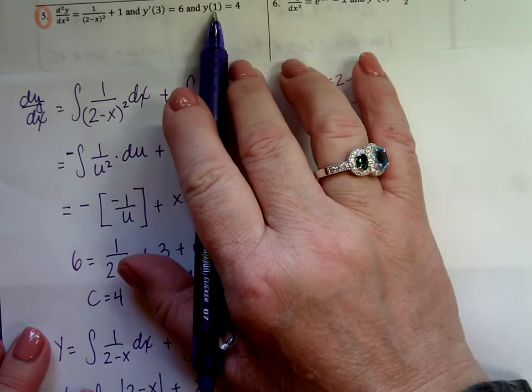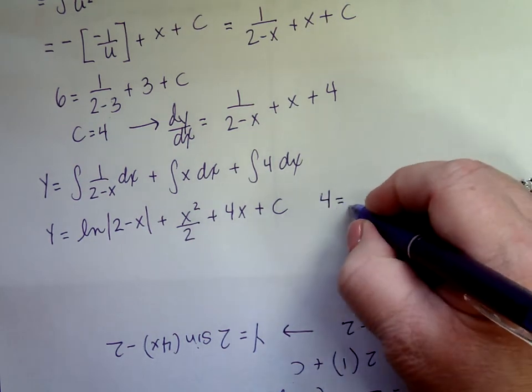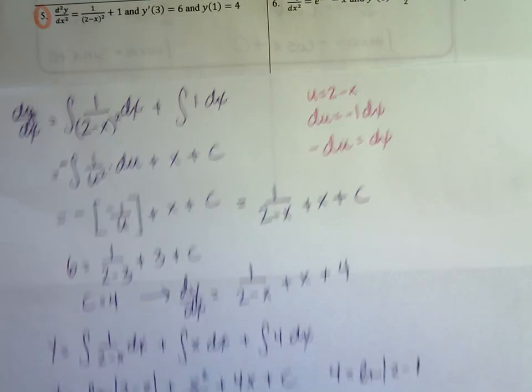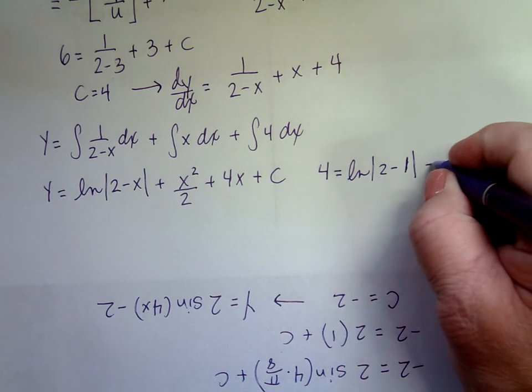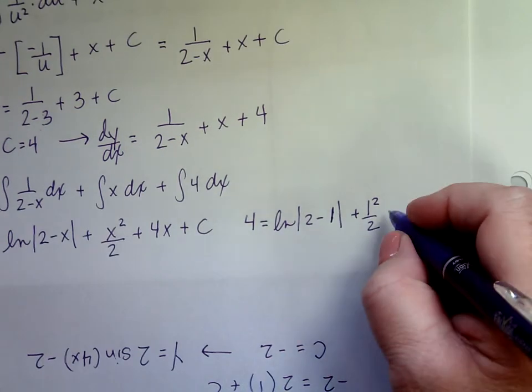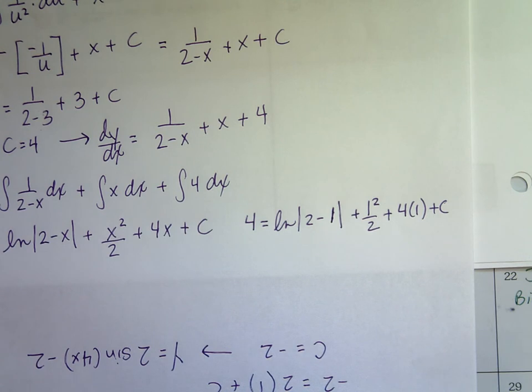If I go back here, they said when x is 1, y is 4. We say, okay, here we go. 4 equals the ln of 2 minus 1. 1 was it? Yes. 2 minus 1 plus 1 squared over 2. You can see I flipped my page here. Plus 4 times 1 plus c. I think I want to go back and make this over a negative 1. My calculus brain is going.